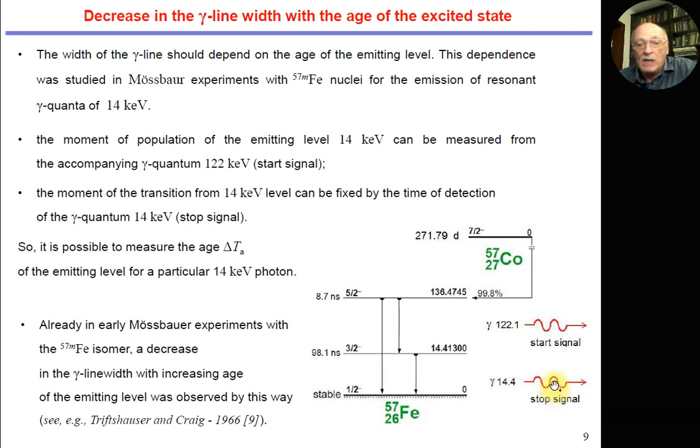So, it is possible to measure the age, delta T age, of the emitting level for a particular 14 keV photon. Already in early Mössbauer experiments with iron-57 isomer, a decrease in the gamma line width with increasing age of the emitting level was observed in this way.